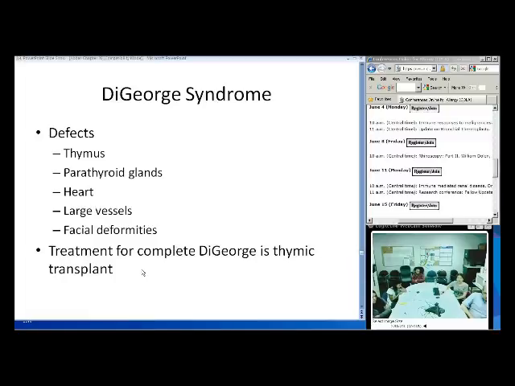But most of the time, incomplete DiGeorge, or those who have at least a partial thymus, many times will actually not need any immune support at all. Some will start sluggish, get better. Some portion of those will actually have their immune system stop working later on into adolescence. So it's very variable.